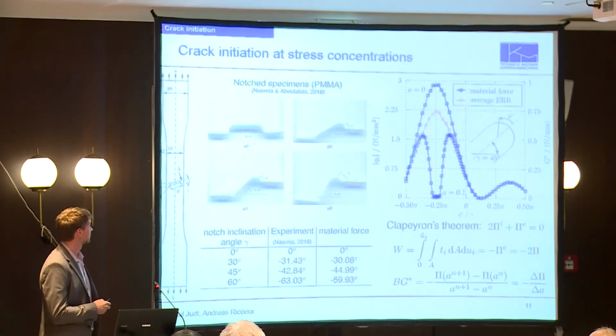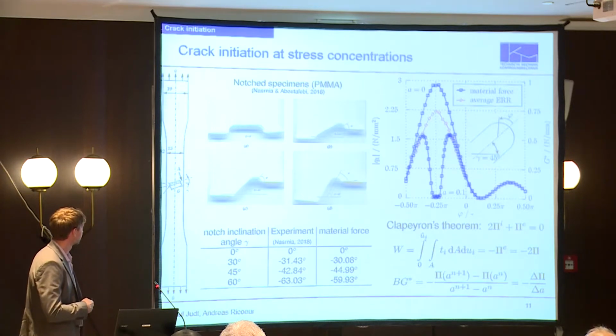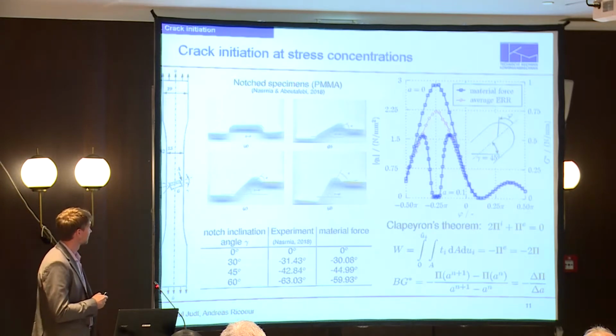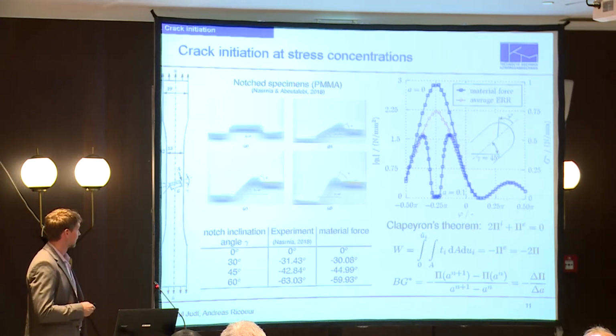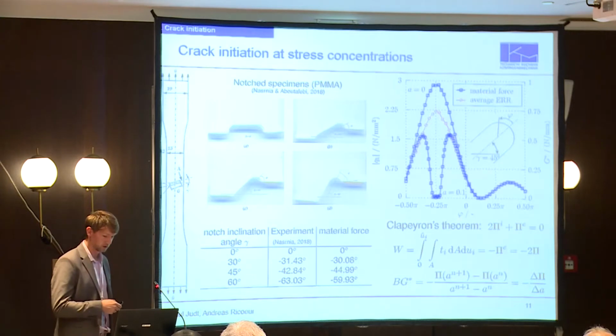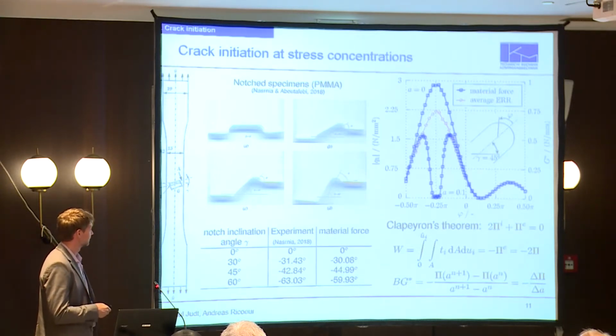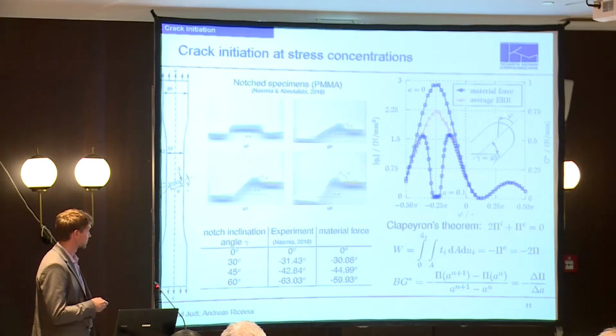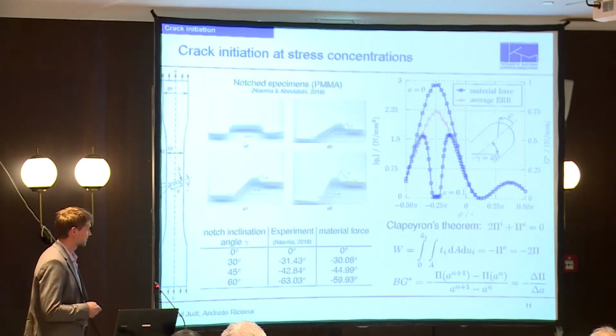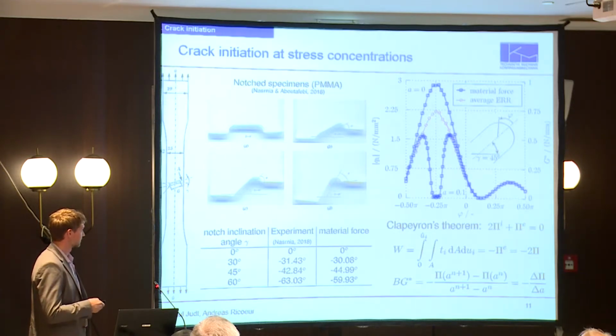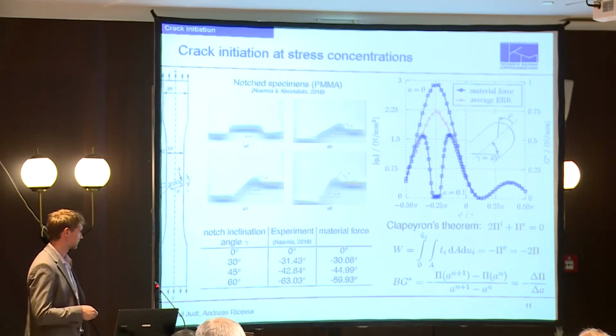Furthermore, we can have a look at such a specimen with a notch which may be inclined. There were some experiments on this specimen, and we also had a look at the material tractions along the surface of this U-shaped notch. If we assume that the crack initiates in the direction where the material force is maximum, then we see that the experimental deflection angle and the angle predicted by this approach are nearly identical.